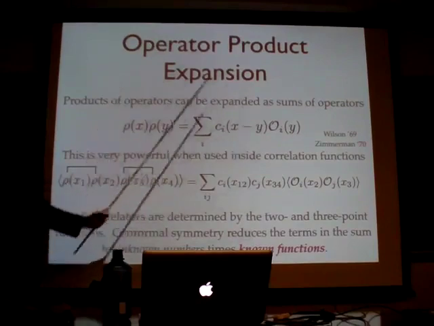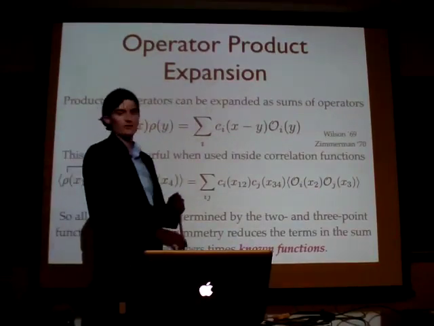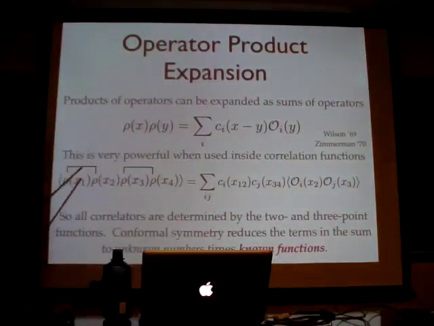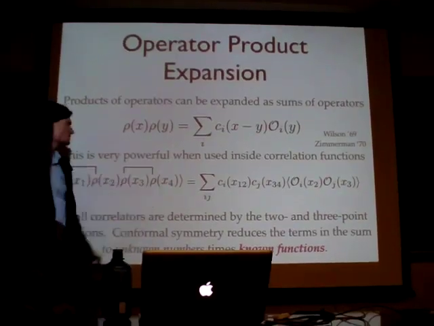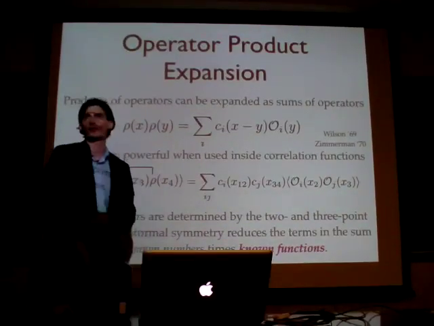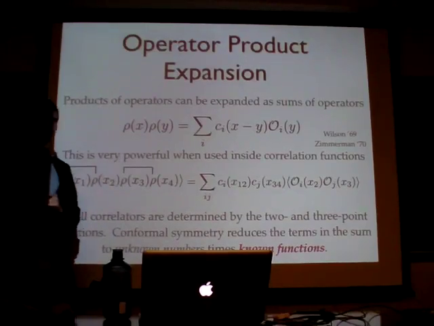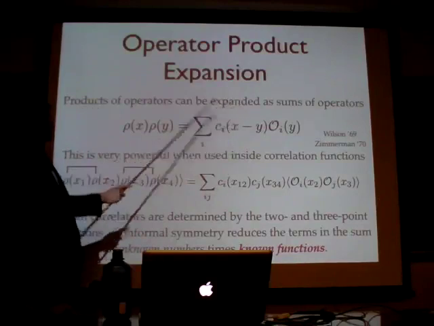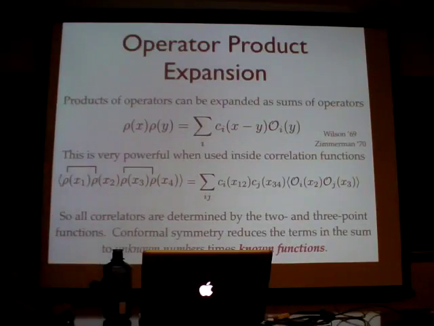This operator product expansion is very powerful when it's used inside correlation functions. For instance, we can talk about a 4-point function, and I can apply this operator product twice to these two guys, and you can see I've reduced it to a sum over 2-point functions. You can convince yourself that the OPE coefficients are themselves just 3-point functions.